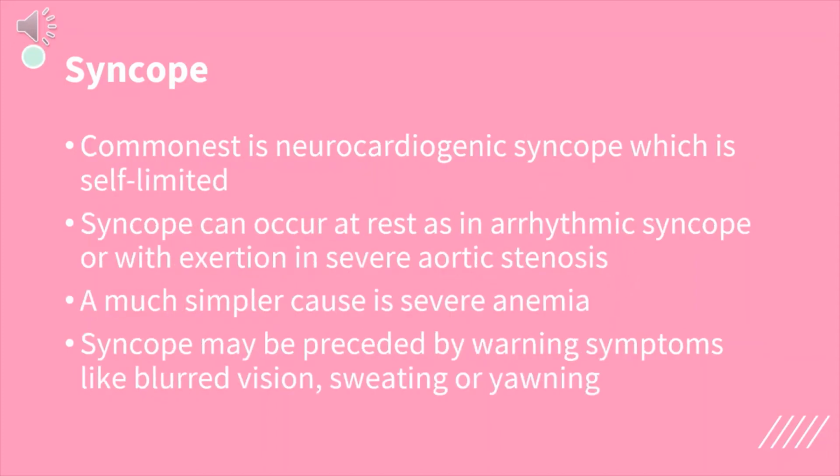Commonest cause of syncope is neurocardiogenic syncope, which is self-limited. Syncope can occur at rest as in arrhythmic syncope or with exertion in severe aortic stenosis. A much simpler cause is severe anemia. Syncope may be preceded by warning symptoms like blurred vision, sweating, or yawning.